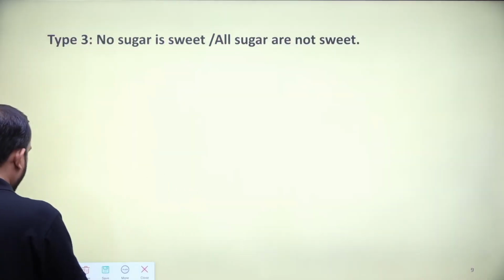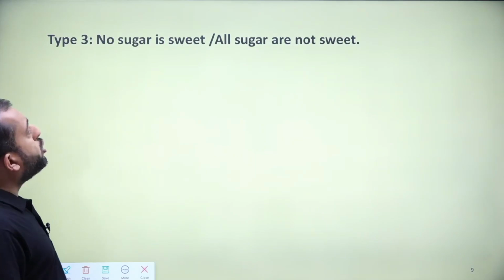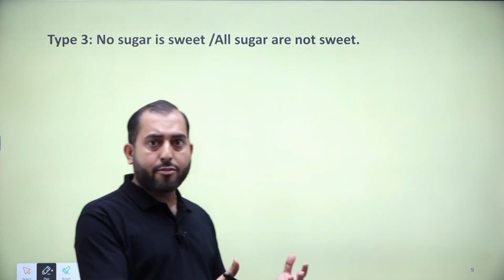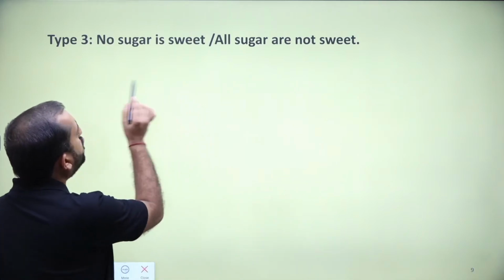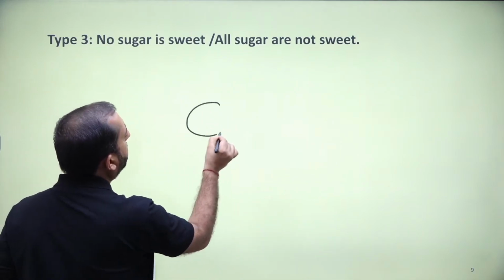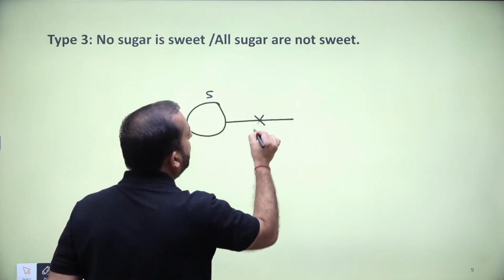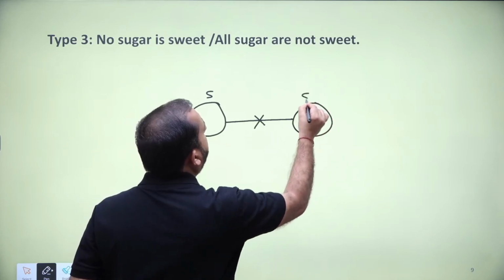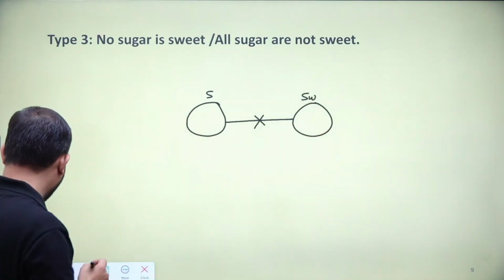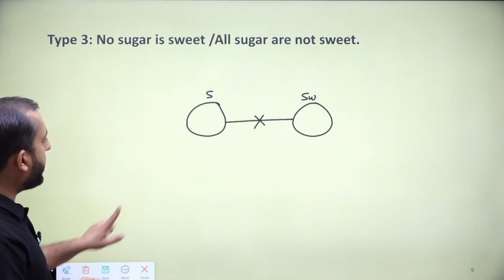Now see, the next is "No sugar is sweet." This is the third kind of statement. Now how to draw it? No sugar is sweet, meaning sugar and sweet will not intersect at all. This is for sure. So we will draw the diagram like this.